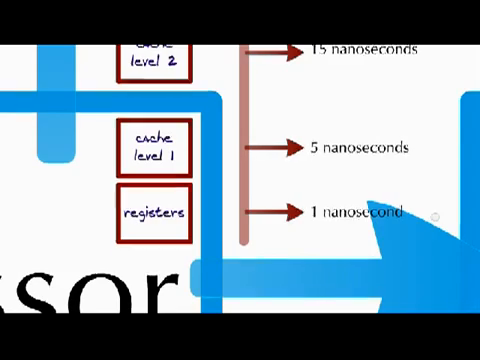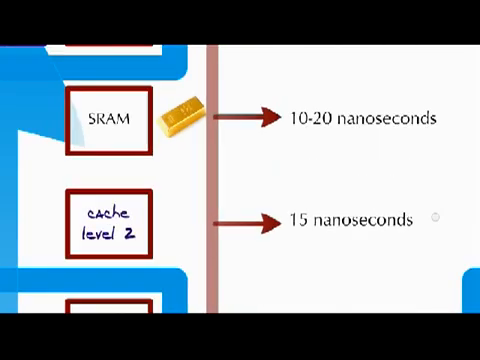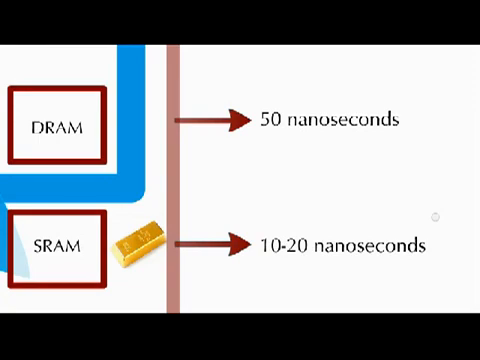And again, fast access. Moving up a little bit, we've got level 2 cache, which is just outside the processor, moving away from the processor physically on the motherboard, and it's 15 nanoseconds average access time. There is a level 3 cache as well, but it's not worth going into for this topic.